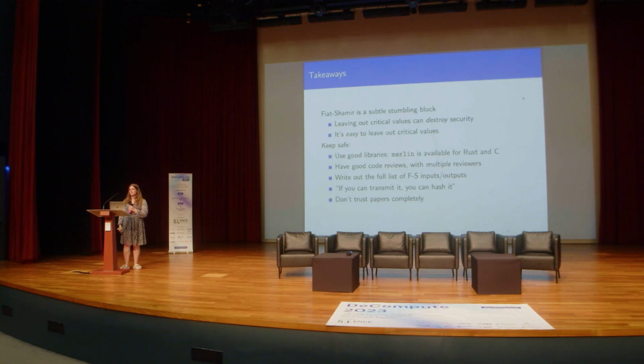Have good code reviews with multiple reviewers. I'm not saying have good code reviews with people like Trail of Bits, although you can, but I don't want to turn this into a marketing opportunity. Just have multiple people on your team who actually know the math, who know the cryptography, looking into this deeply. That's absolutely critical, and I think it's something a lot of teams overlook.